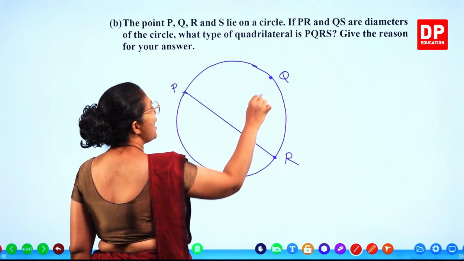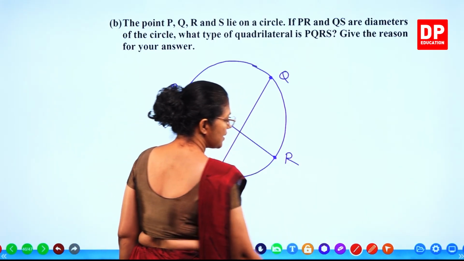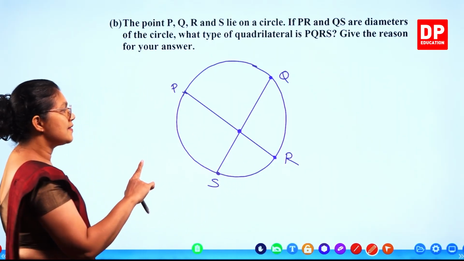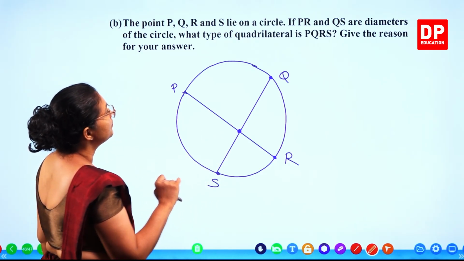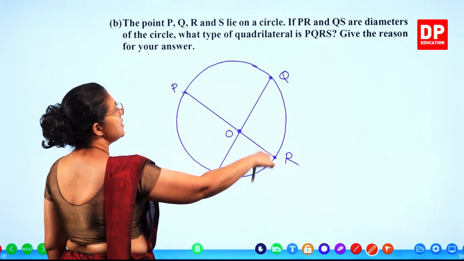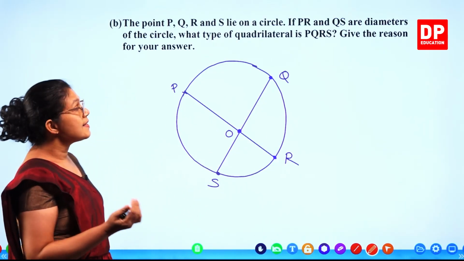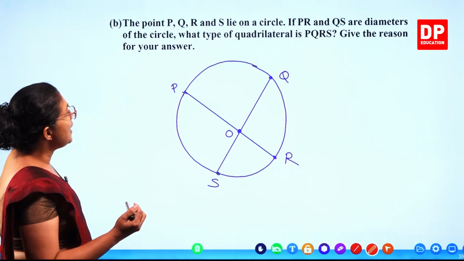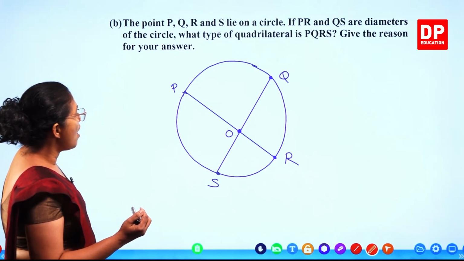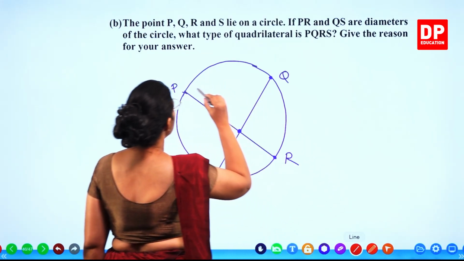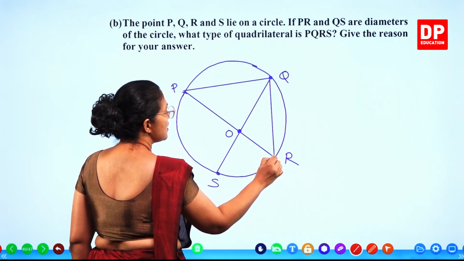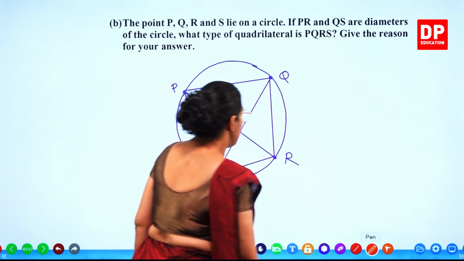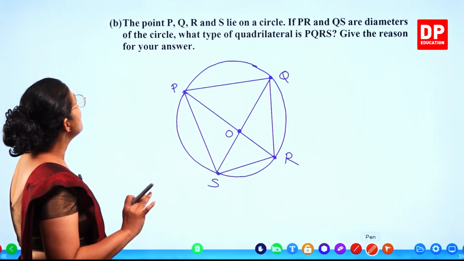When you connect any 2 diameters, what's the intersecting point? Intersecting point is the center. My diagram looks weird, but this is the center of the circle. So this becomes the center. Diameters, when you intersect, getting the intersecting point, that's the center of the circle. Then what type of quadrilateral is PQRS? What type of quadrilateral? Let's see. We'll first connect PQRS. Diagram is not drawn accurately, but the proof is important. You have to do the proof correctly.